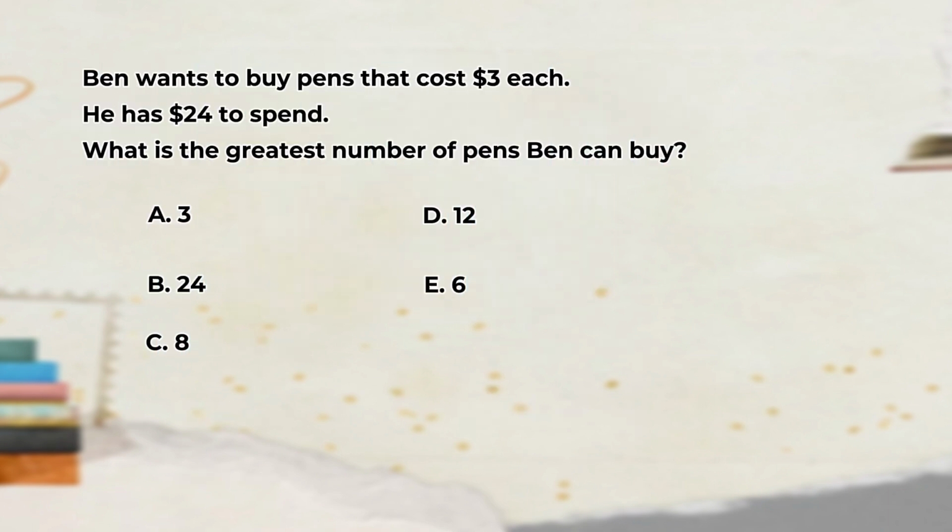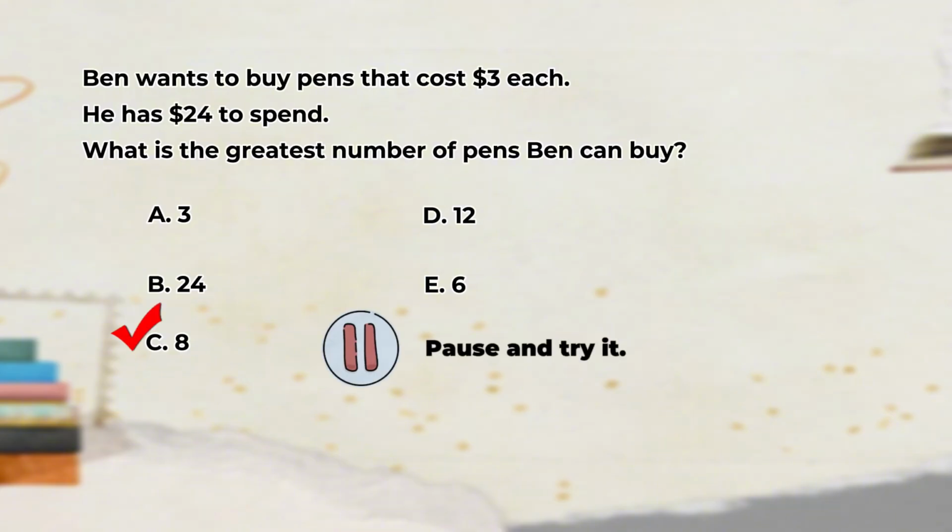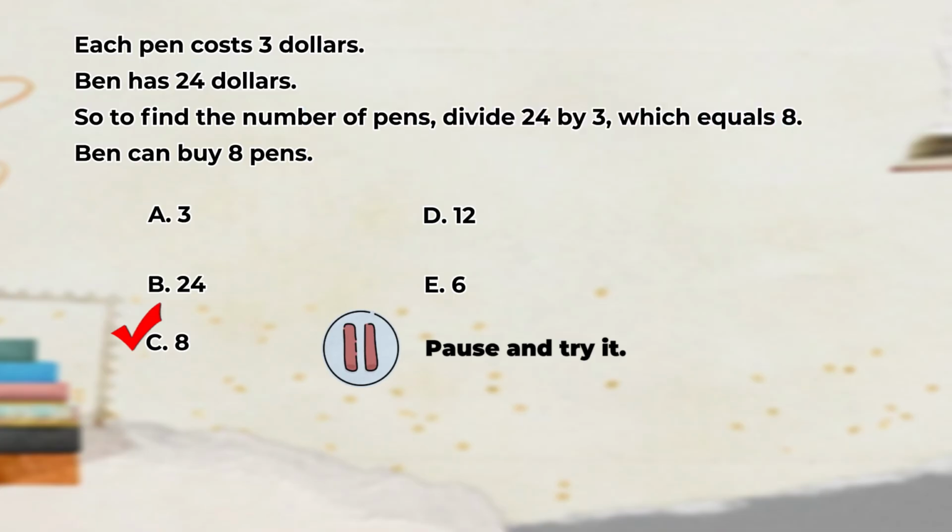Here's the next math question. Ben wants to buy pens that cost $3 each. He has $24 to spend. What is the greatest number of pens Ben can buy? Pause here and try it. The correct answer is 8 pens. Each pen costs $3. Ben has $24. So to find the number of pens, divide 24 by 3, which equals 8. Ben can buy 8 pens.